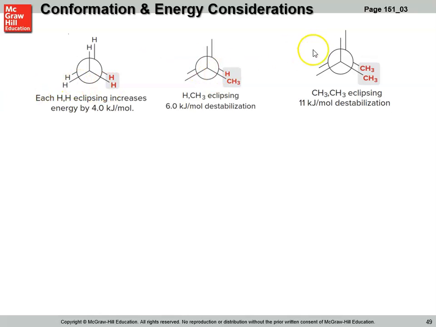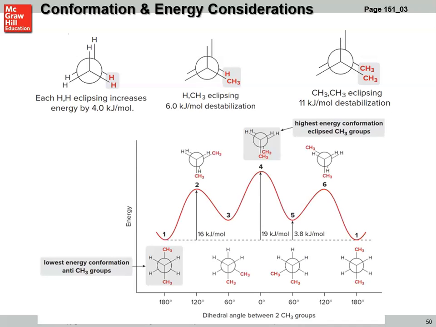And then once we substitute those for bigger, bulkier groups, those conformations also become less energetically favorable. Here is a similar energy diagram to what we looked at with just ethane, but now we have a methyl, ethyl, propyl, butyl, right? So that's a 4-carbon chain. And we're going to look at those differences in the energy based on the bond angles between the methyl groups.